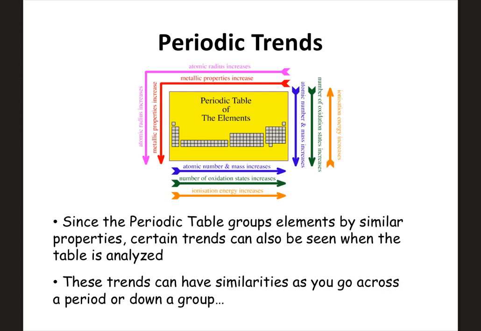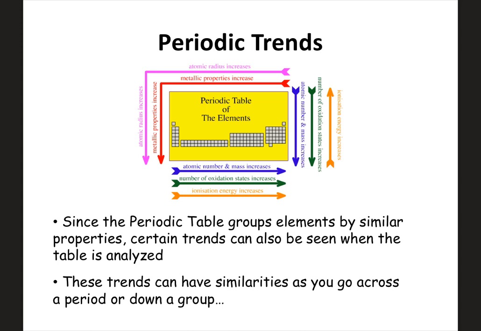In this video, I'm going to talk about the periodic trends that exist on the periodic table. Since we group the periodic table in order of increasing atomic number and by similar properties, other trends start to emerge on the table. So if you have a table in front of you, you can analyze these things if you know what you're looking for.